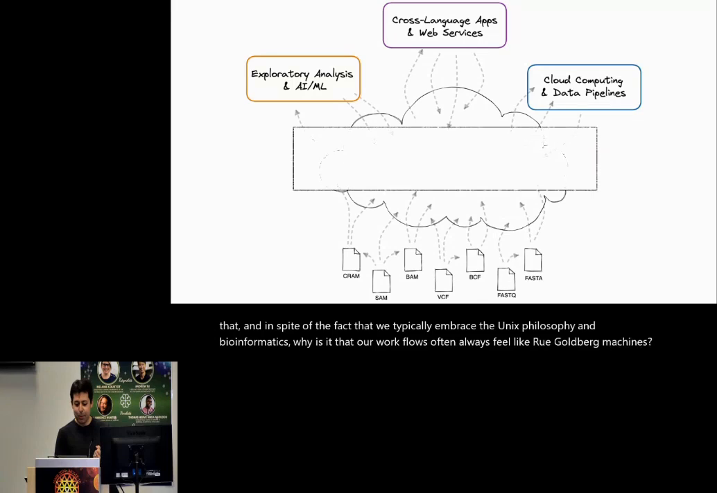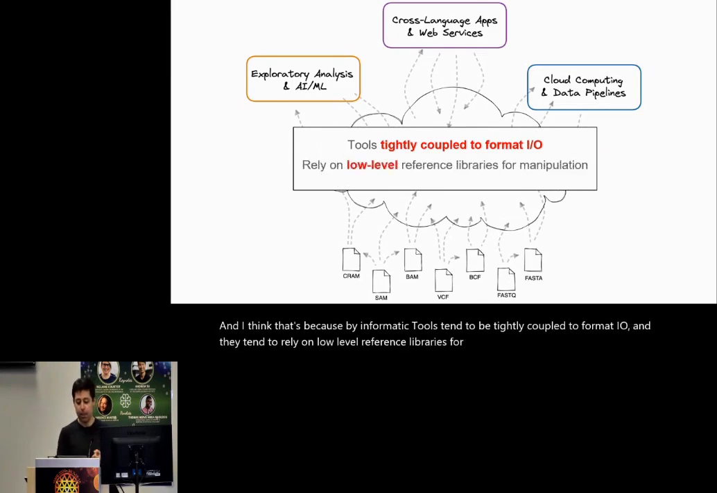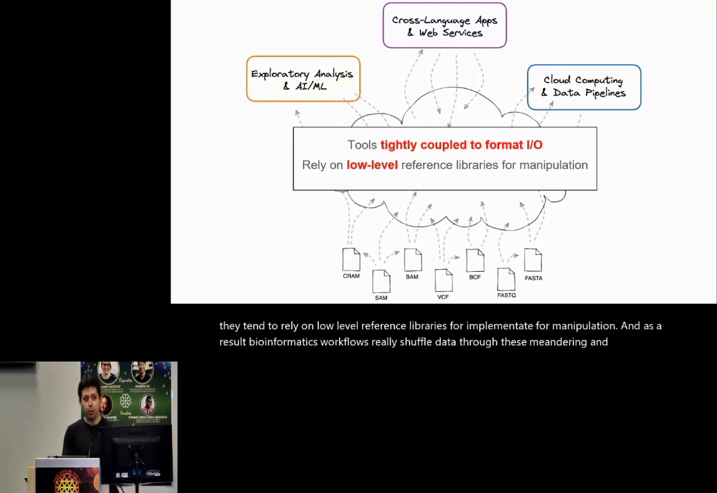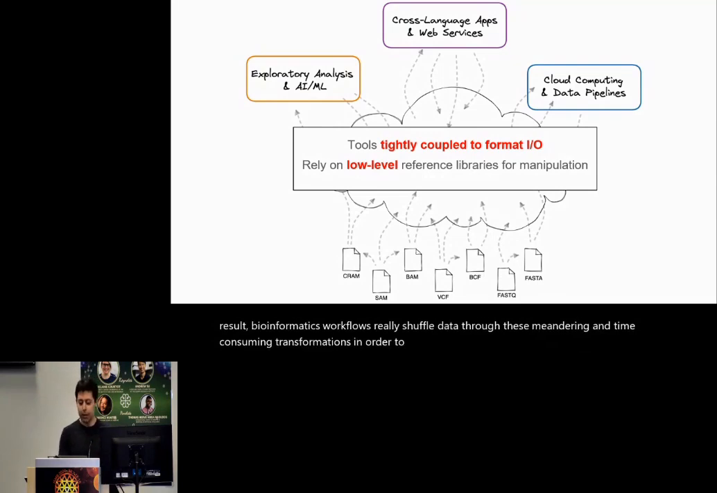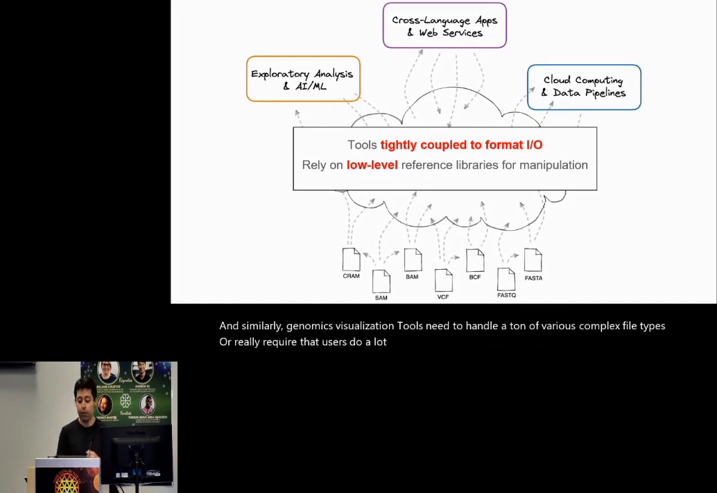I think that's because bioinformatic tools tend to be tightly coupled to format I/O, and they tend to rely on low-level reference libraries for implementation and manipulation. As a result, bioinformatics workflows really shuffle data through these meandering and time-consuming transformations in order to accommodate each tool's idiosyncratic requirements. And similarly, genomics visualization tools need to handle a ton of various complex file types or really require that users do a lot of other format conversion as well.